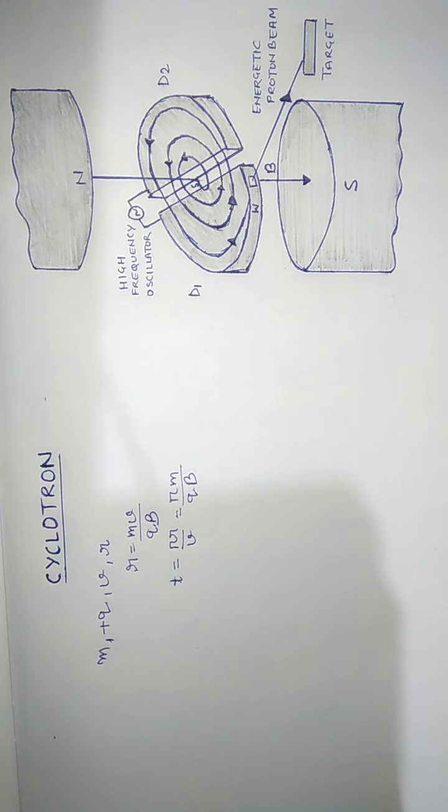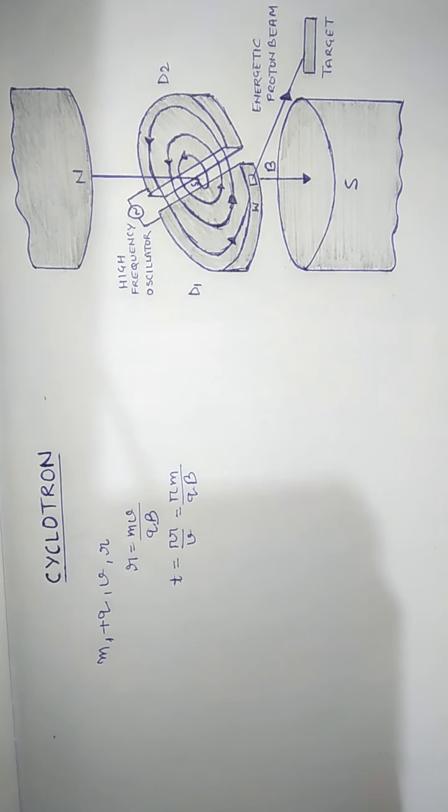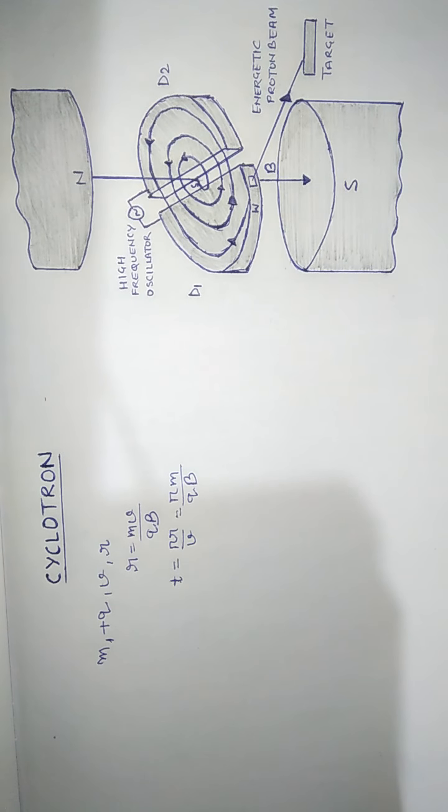Cyclotron is a device used to accelerate positively charged particles, designed by Lawrence in 1932. These accelerated particles are used in disintegration experiments.